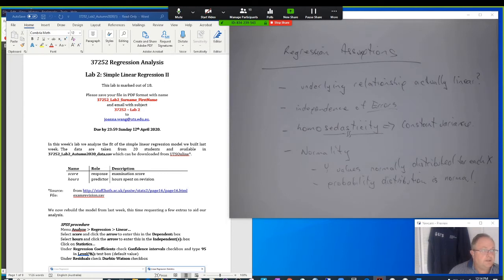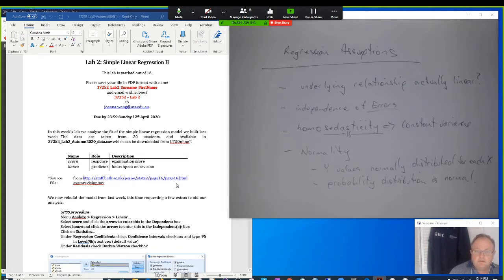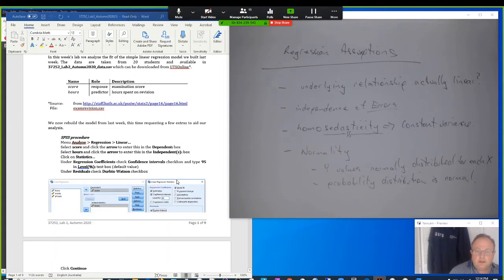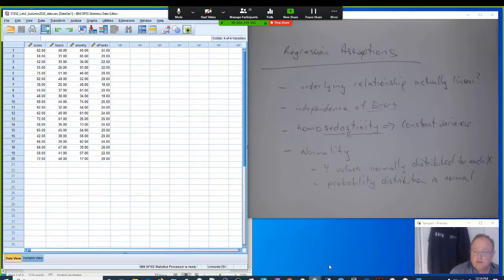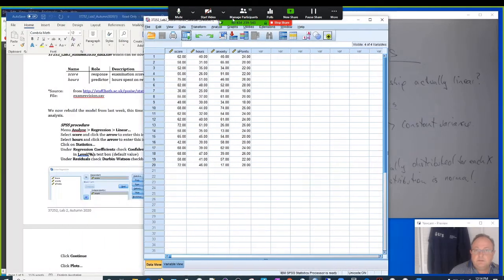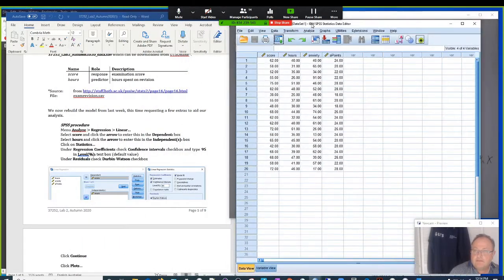So what does it mean for some of those terms? We'll work through the lab, and we'll bring those up as we go. The first thing for the lab is we get the data and we bring it in. I've already got the thing open, so we've got our data open.